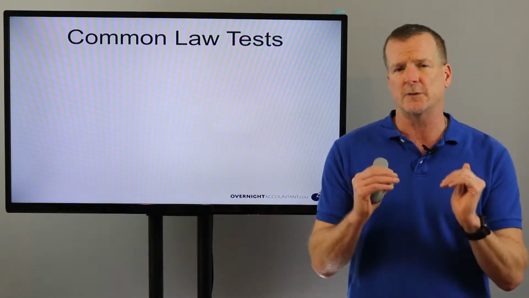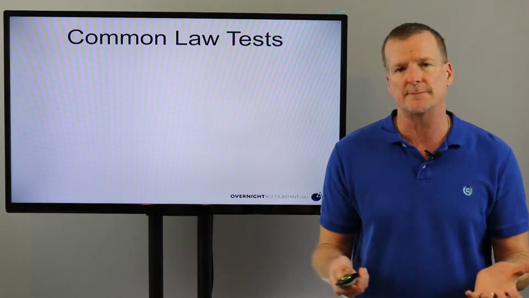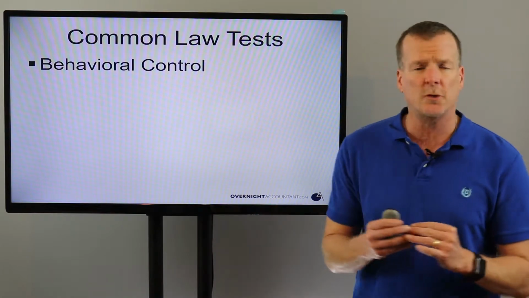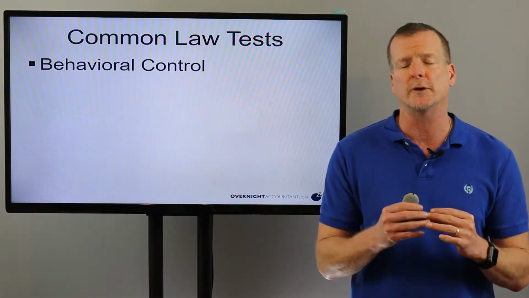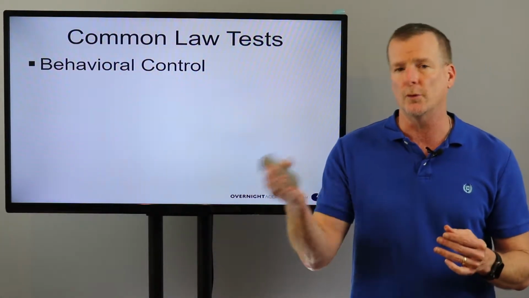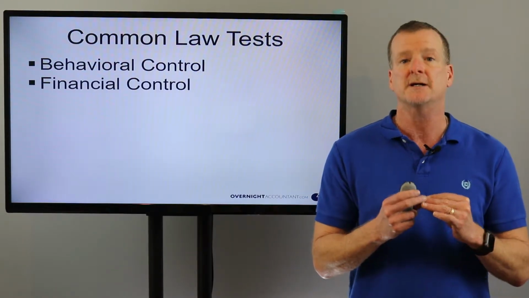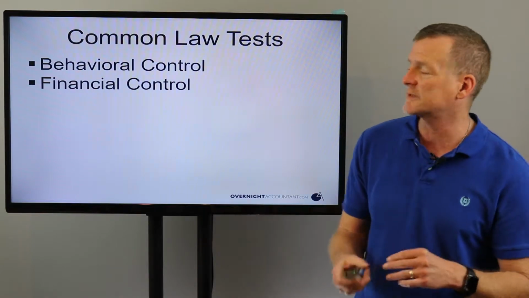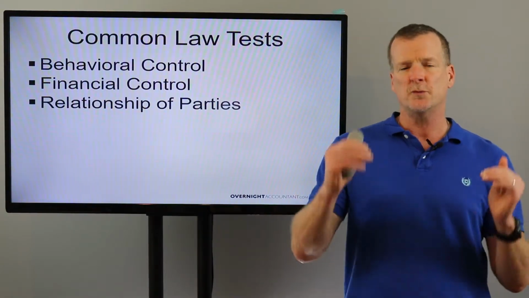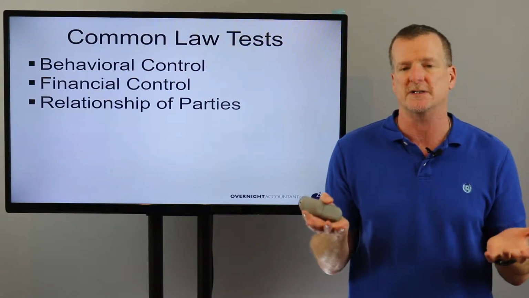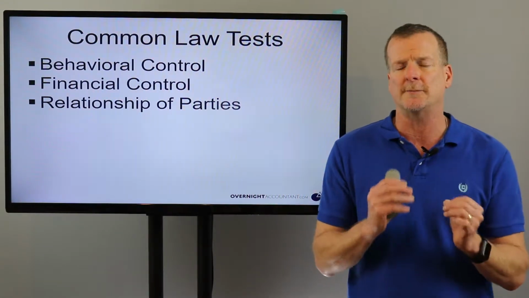And the factors that go into making this determination really spring from these 3 common law tests. There are 3 broad categories, and those are how much control the employer has over the employee or the independent contractor. One of these tests is behavioral control. How much behavioral control does the business have over the individual? How much financial control do they have over the individual? And when you get down to it, what is honestly the nature of the relationship between the parties? So everything revolves around these 3 common law tests.